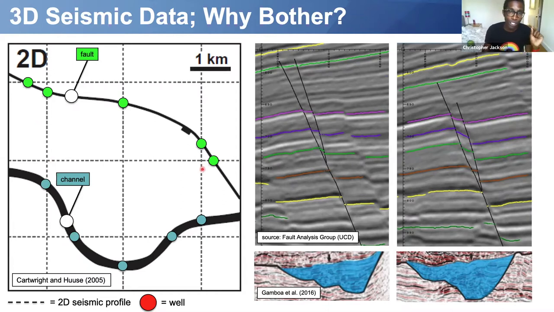Hopefully you can see what the problem is here with 2D data. It leads to a problem of spatial aliasing. So what is going on in the areas between these 2D profiles, these slices we have through the Earth? Because essentially we have no data between the green or blue dots.